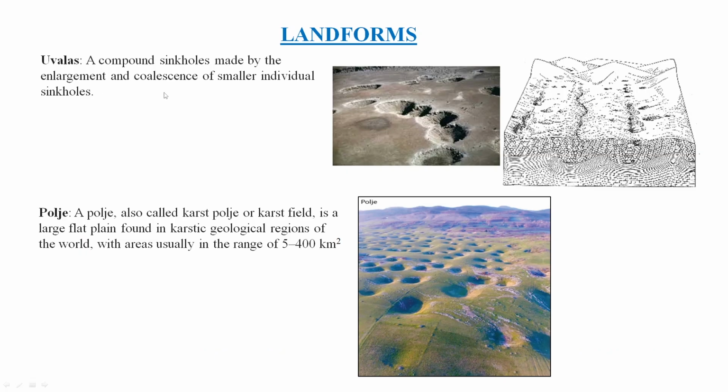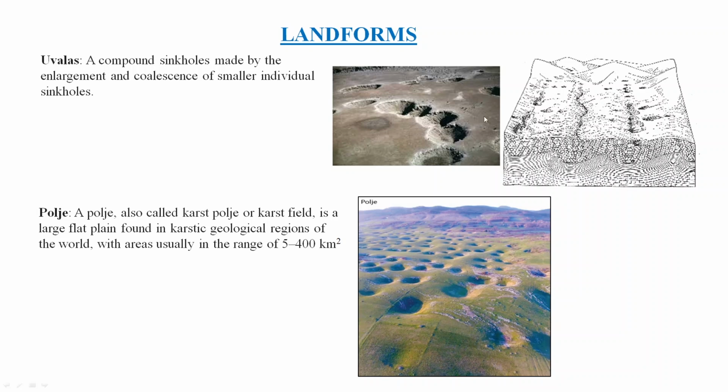Then you have these surface landforms related to karst topography as well, that are uvalas, compound sinkholes made by the enlargement and coalescence of smaller individual sinkholes. There are series of sinkholes like this, you can see here. So, they are referred to as uvalas.